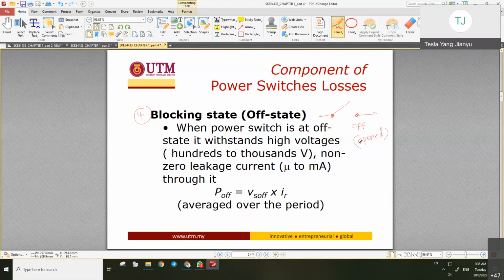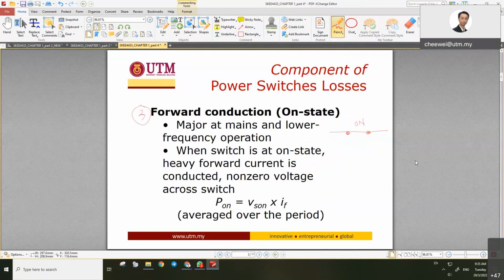So be careful, yeah. These are the names that you will see. Sometimes the questions say that the switch is opened. Open means what? Open means off. And when it's on, it means what? It is closed. On state means close. The current is flowing.